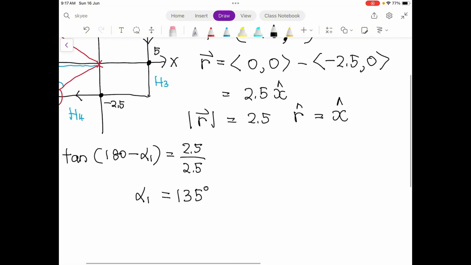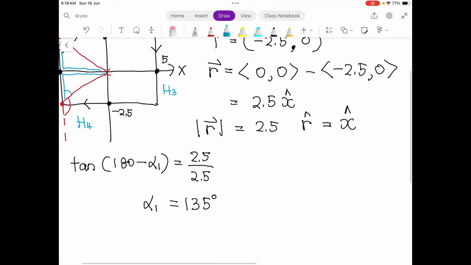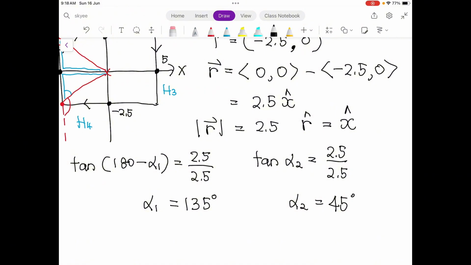Whereas for alpha 2, same thing. You know the length here is 2.5, and the length here is also 2.5. So you can get this angle by using the tangent. Tangent of alpha 2 is equal to 2.5 over 2.5. Alpha 2 is equal to 45 degrees.